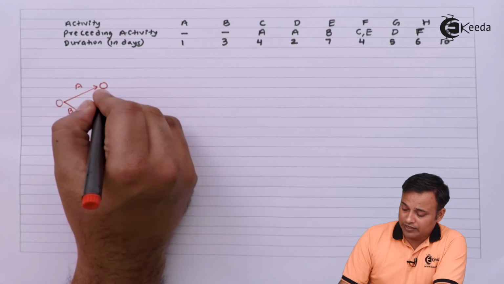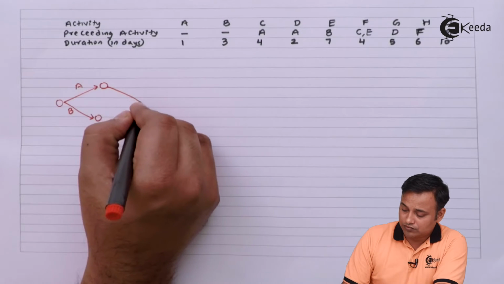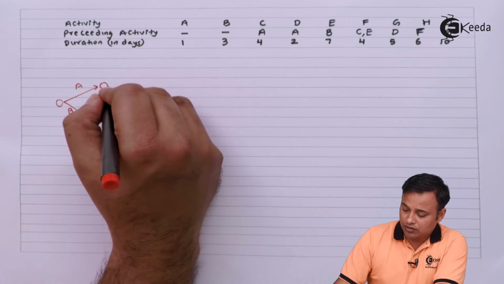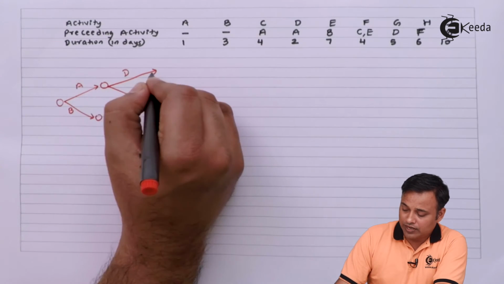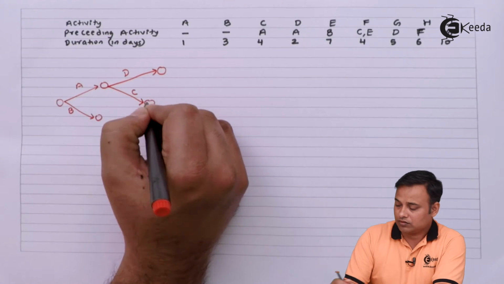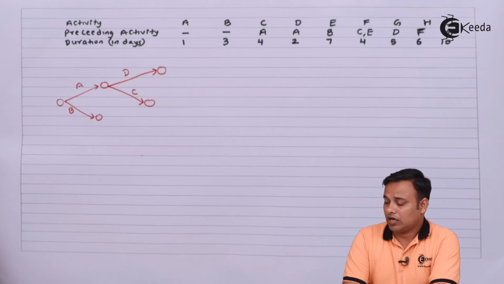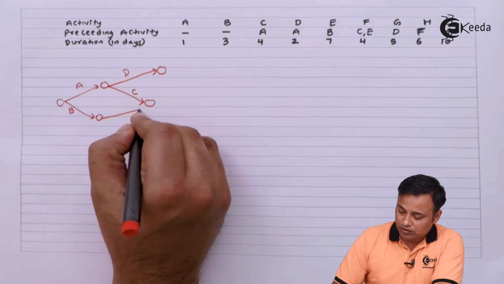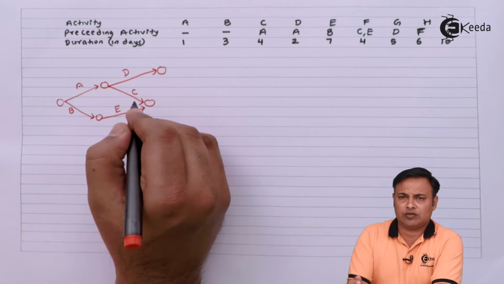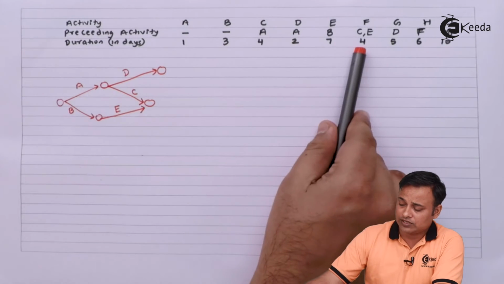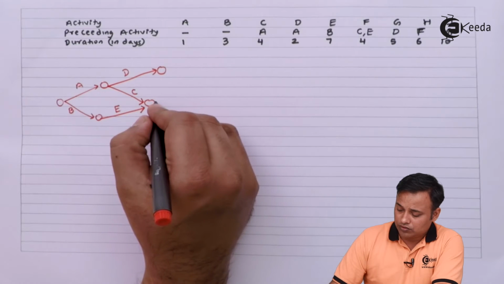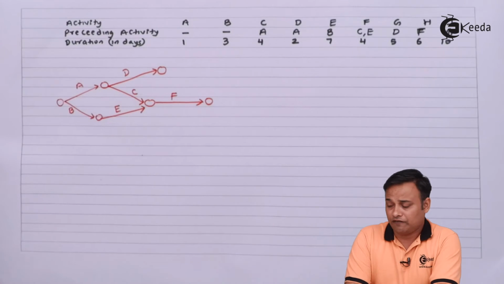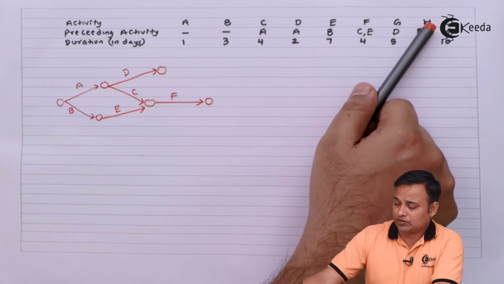So after A I can start with C as well as D, and after completion of B, I can start with E. I need to join E with C because C और E combine होके वहाँ से F निकलेगा. So here is my F. F के बाद निकलेगा H.